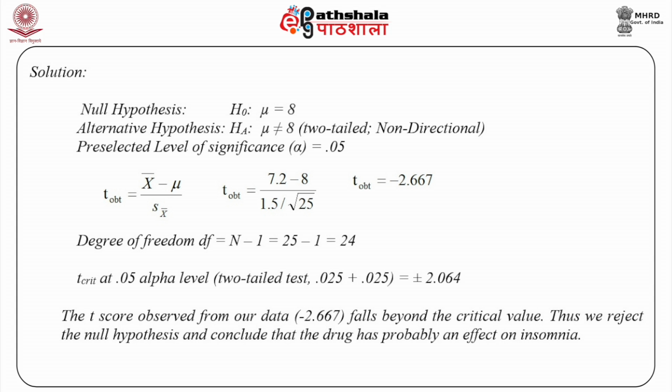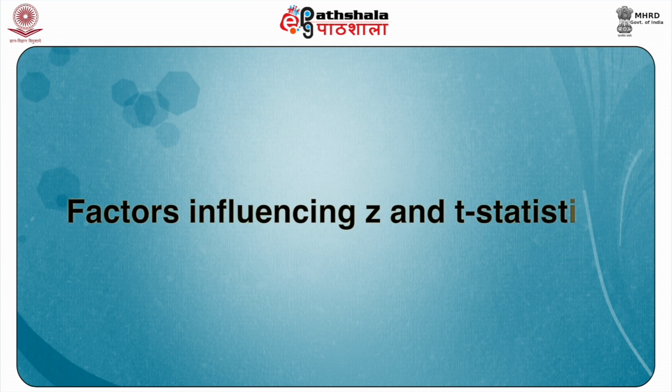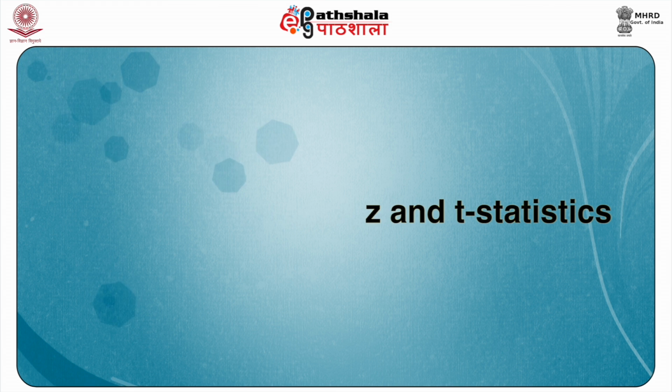The t-score observed from our data, which is minus 2.667, falls beyond the critical value. Thus, we reject the null hypothesis and conclude that the drug has an effect on the insomnia. And the difference between the two values of mean is not only because of the sampling error, the drug is influential. The factors influencing Z and T statistics.